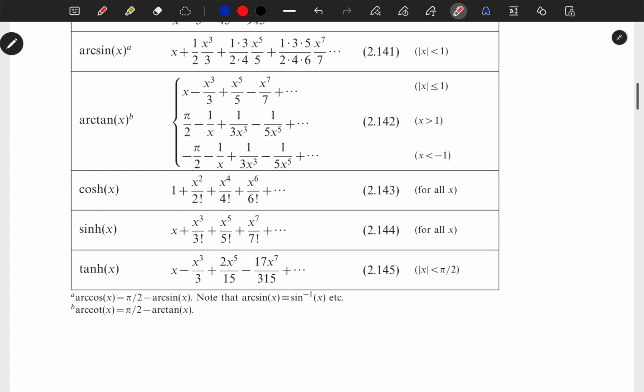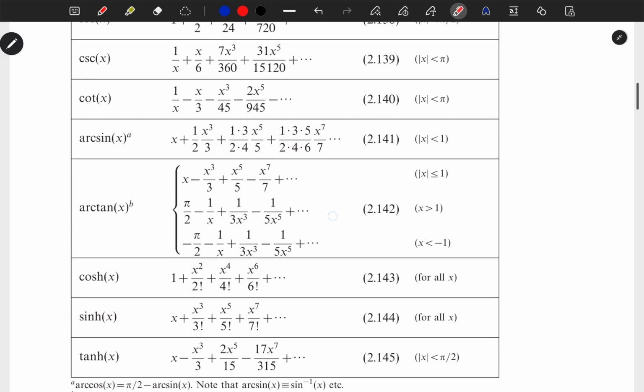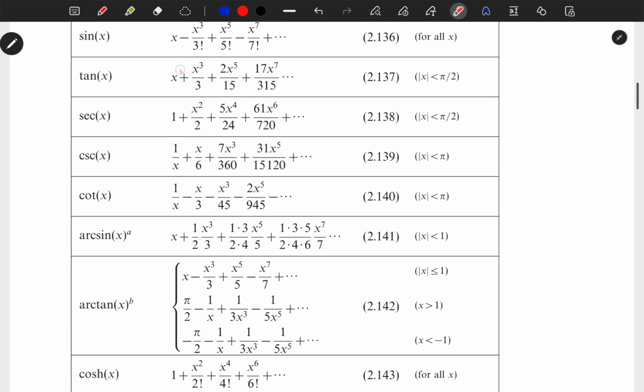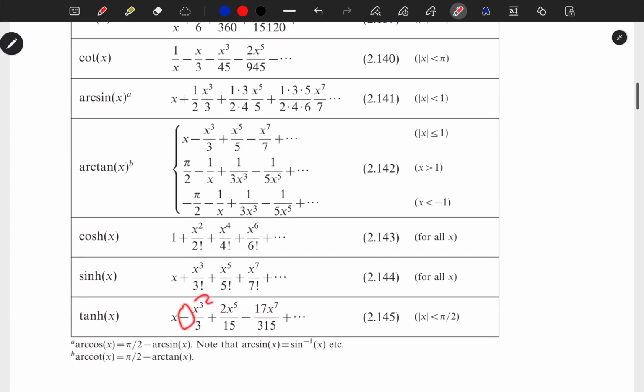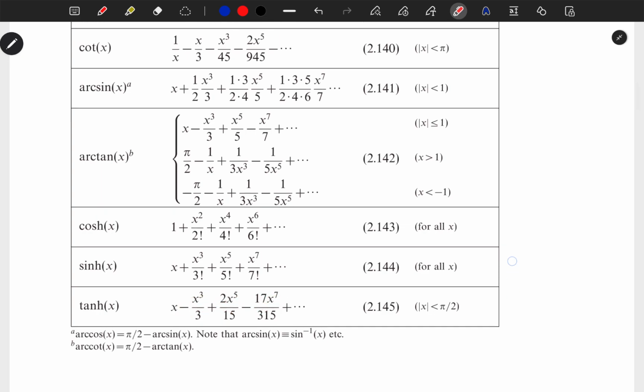Cos hyperbolic of x, every term is positive, but in case of normal cos, we have the first term positive, second term negative, third term positive, fourth term negative. In case of sine hyperbolic, every term is also positive. For tan hyperbolic, earlier we had all terms positive, but here in that case it is negative. Positive, negative, positive, negative, like that it will follow.